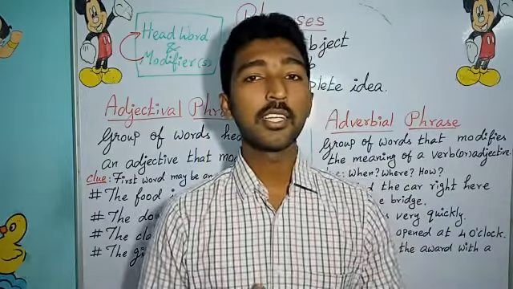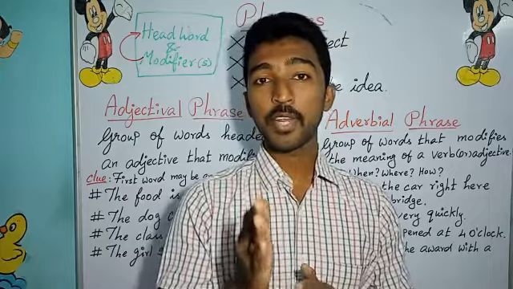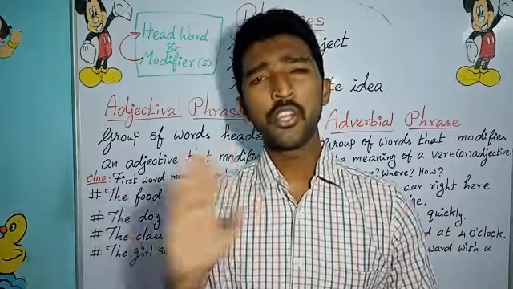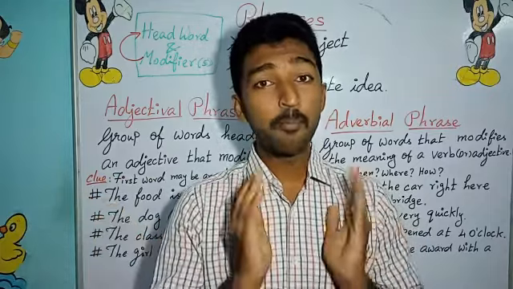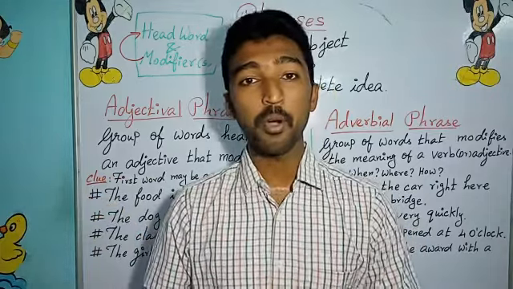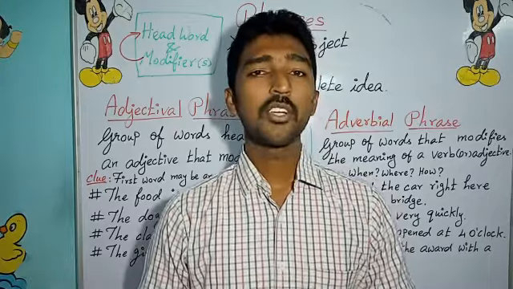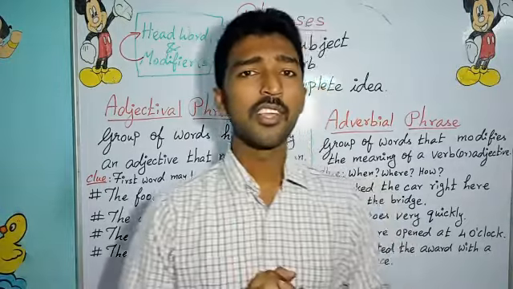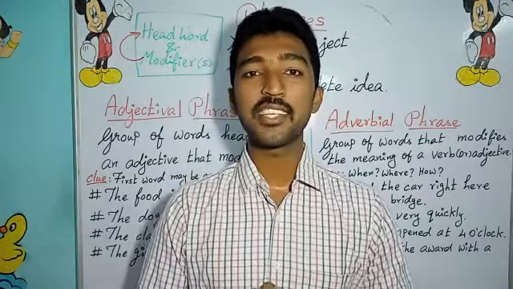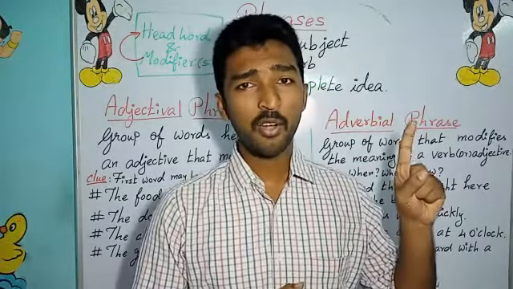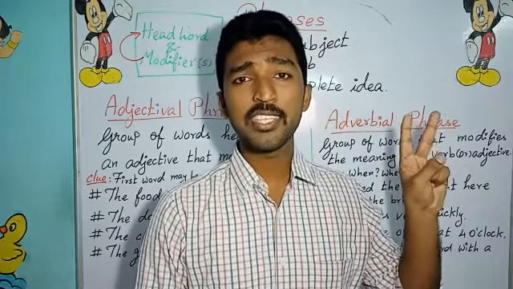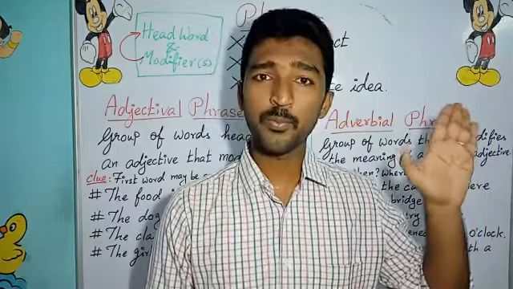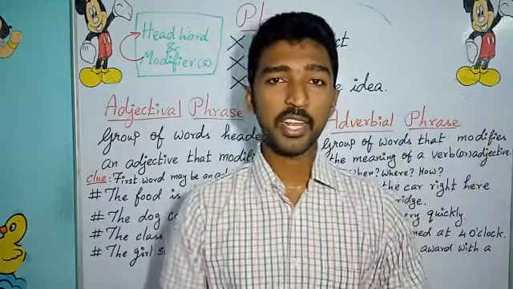Okay? And you know that a phrase has no subject, no verb and no complete idea. But it is an important part in a sentence. And also we solved some examples in the previous class. There are 5 kinds of phrases. They are noun phrase, verbal phrase, adjectival phrase, adverbial phrase, and the 5th one is prepositional phrase.